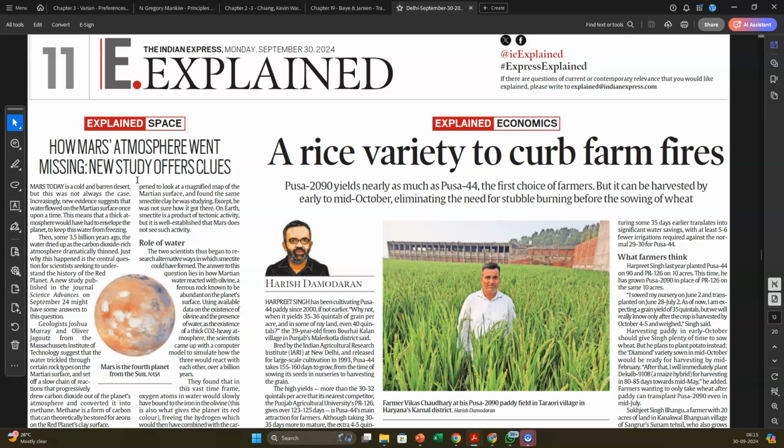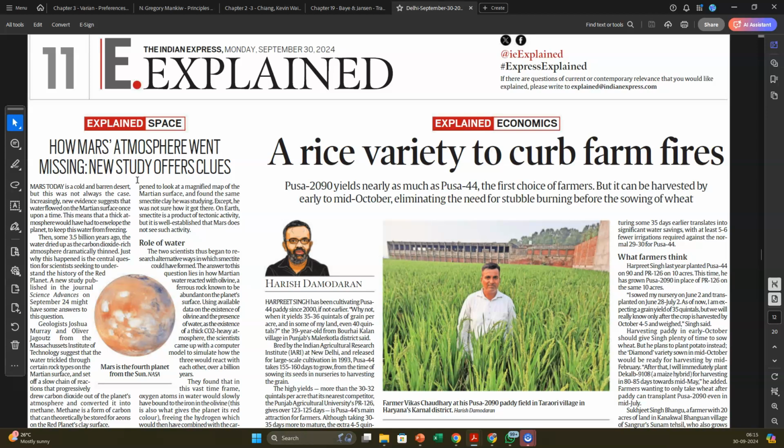Now, the idea of stubble burning is because of the fact that there is a crop called Pusa 44, which is one of the first choices of farmers, especially in Haryana. And this Pusa 44 crop is, first of all, developed by the Indian Agriculture Research Institute.